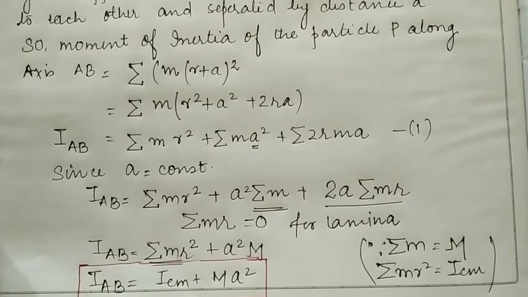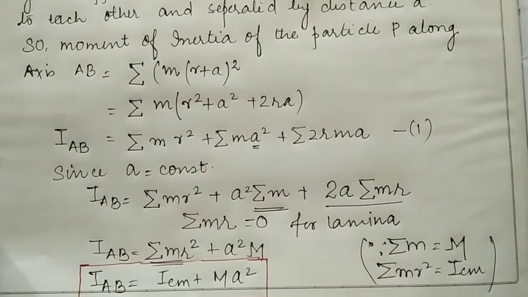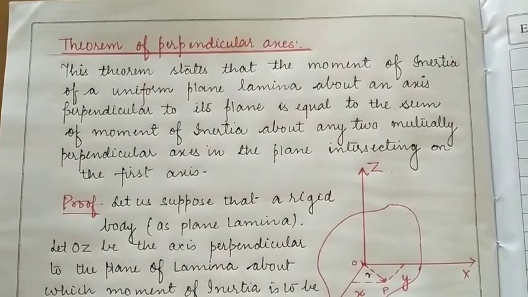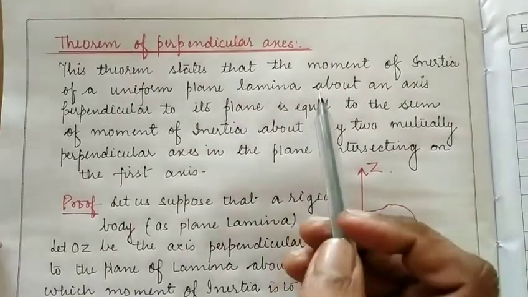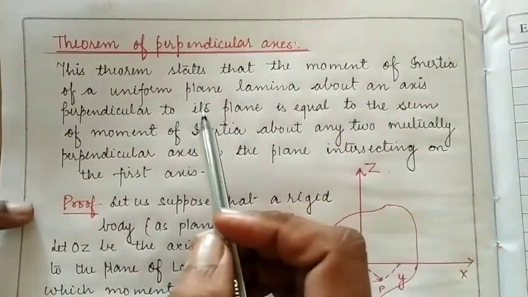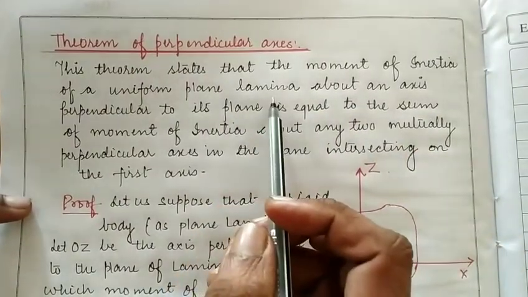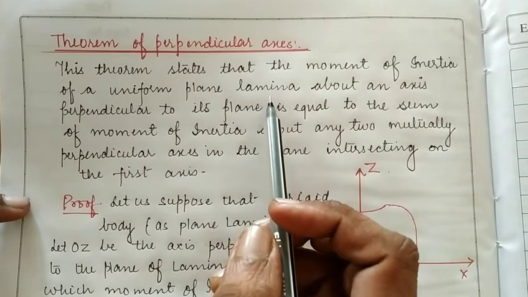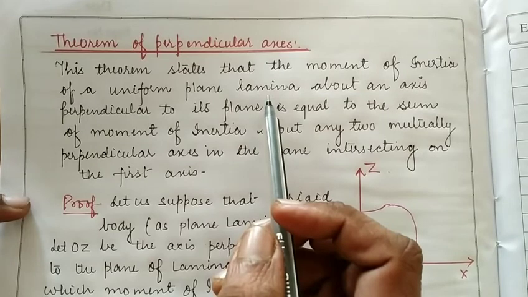Now we are going to proceed to the next topic, that is the theorem of perpendicular axis, and how we can calculate the moment of inertia of a rigid body with the help of the perpendicular axis theorem. So students, now we are going to learn about the theorem of perpendicular axis. What does this theorem state? Students, this theorem states that the moment of inertia of a uniform plane lamina, a rectangular plane sheet whose breadth is negligible compared to its length.